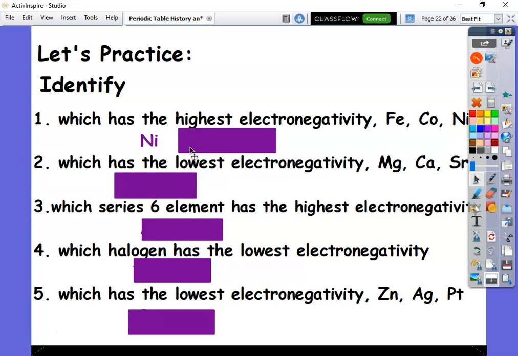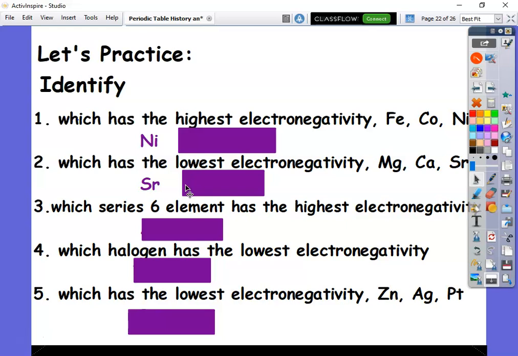So magnesium, calcium, and strontium are in the same column. Therefore, we're looking at how many energy levels these atoms have, and strontium has more energy levels than the other two. So attracting new electrons into a strontium atom is not going to happen as easily. The strontium nucleus is just farther away from its electrons because of all of those energy levels, so it has the least or the lowest electronegativity.